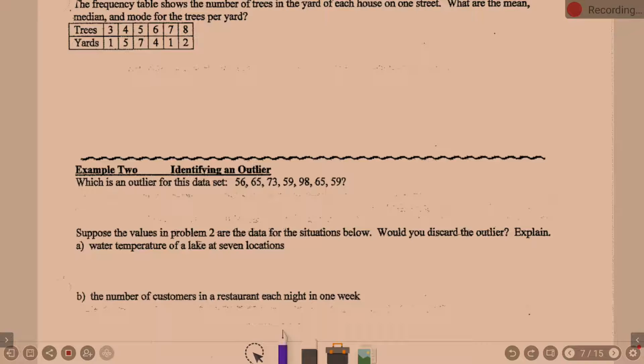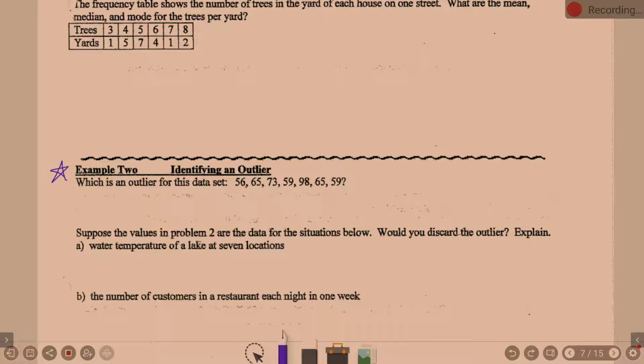So right here, as we look at example 2, this is our opportunity to talk a little bit about outliers and what they mean and how they can affect things. Which is an outlier for this data set? Are you seeing it? I was trying not to read them out loud at first because I think it's more helpful if you look through them, but 56, 65, 73, 59, 98, 65, 59.